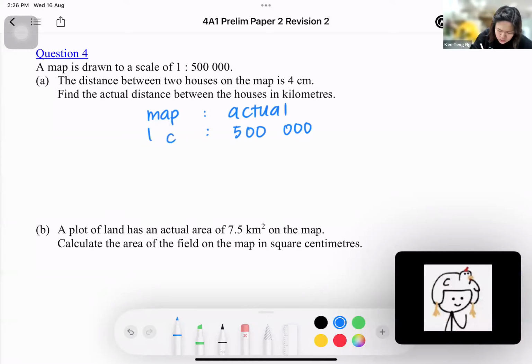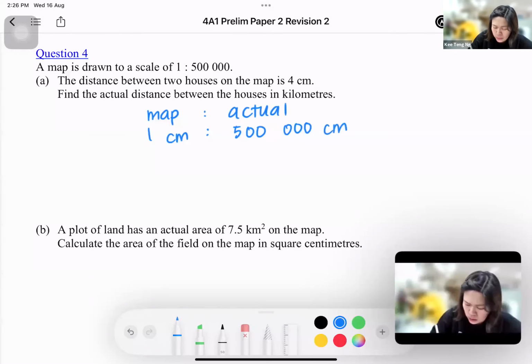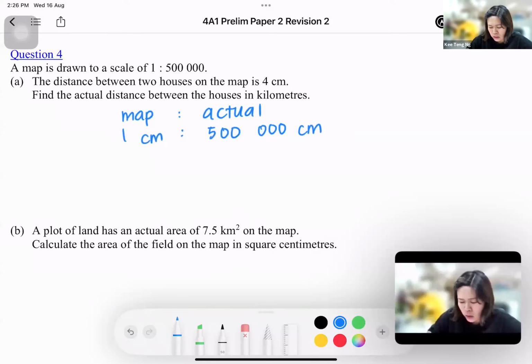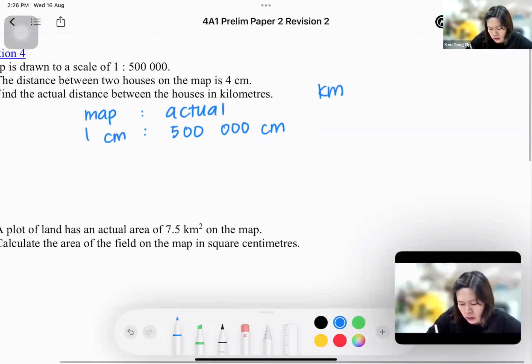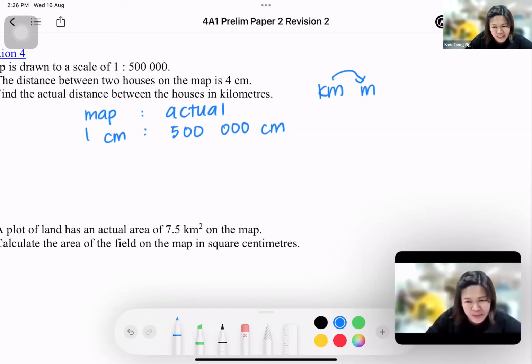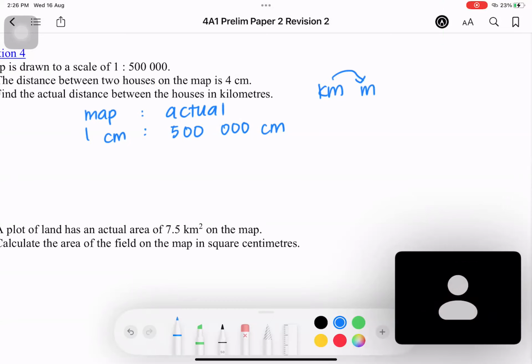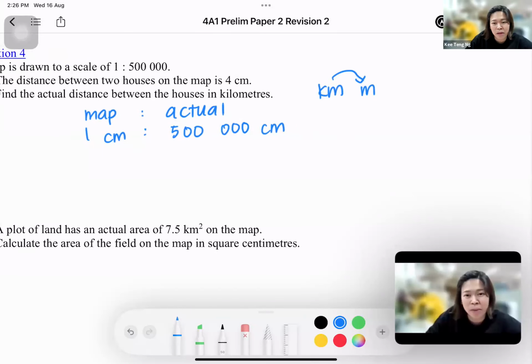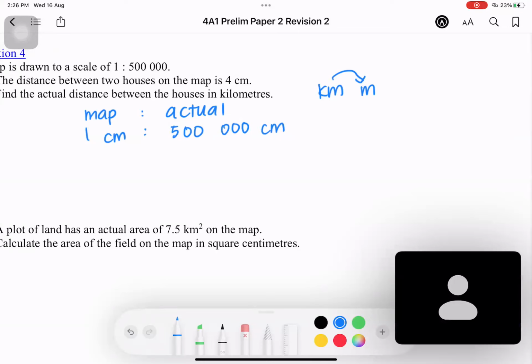CM. Okay, so cm over here and here. Then recall a little bit. Kilometer to meter. 1 kilometer, how many meters? 1,000 meters. Yes, 1,000. Then 1 meter, how many cm?